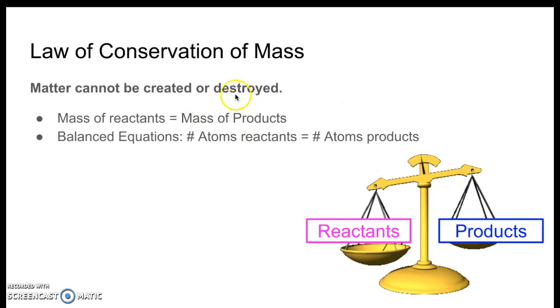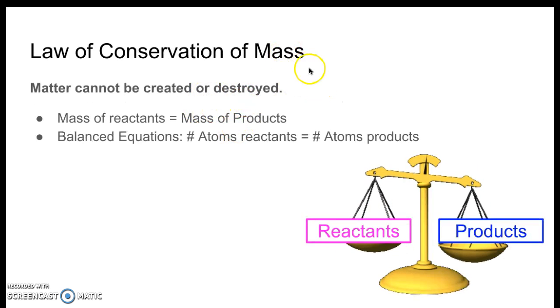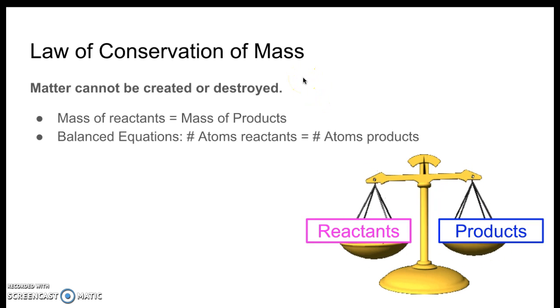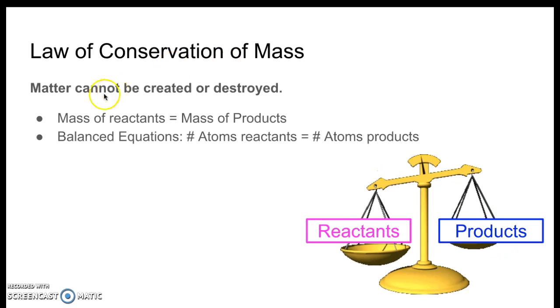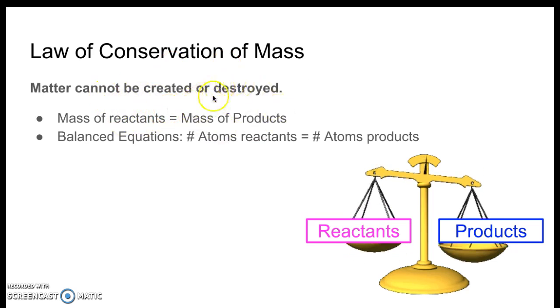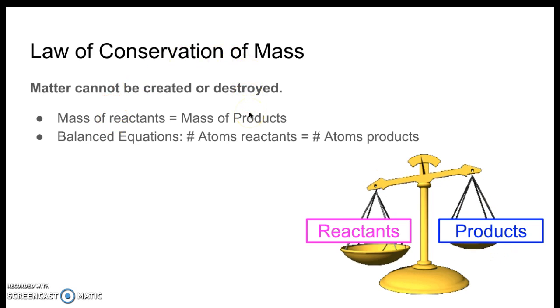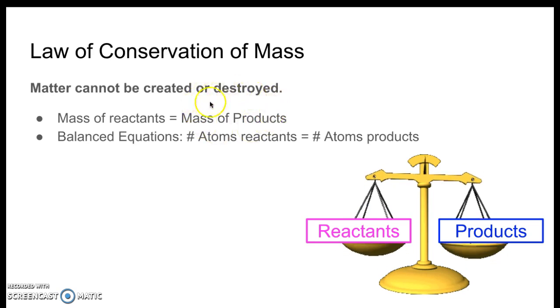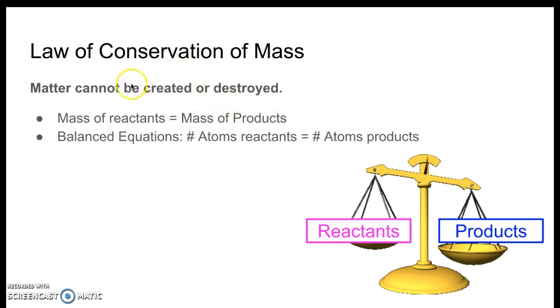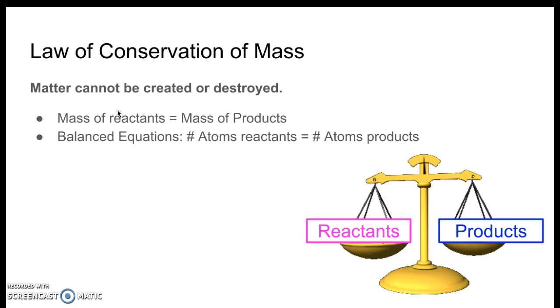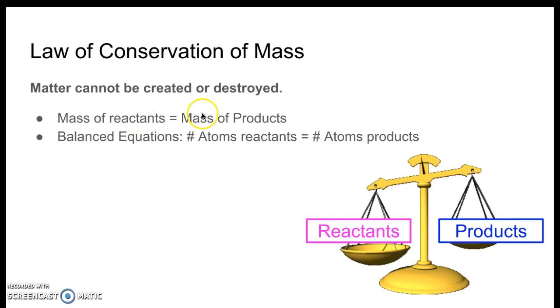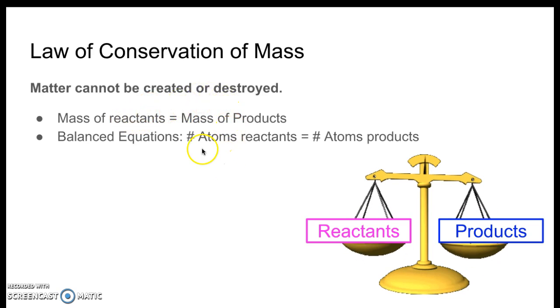So we'll start off with what the law of conservation of mass is. It essentially says that matter cannot be created or destroyed. That means that the mass of reactants that you start off with must equal the mass of the products that you end up with. So if you start off with 10 grams of reactant, then you should expect to get 10 grams of product. On the flip side, if you made 35 grams of product, that means you made it from 35 grams of reactant. So these two numbers should be equal.